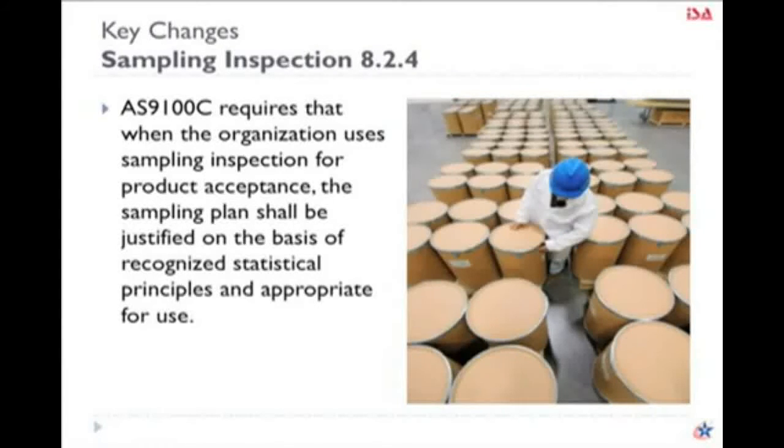AS9100C requires that when the organization uses sampling inspection for product acceptance, the sampling plan shall be justified on the basis of recognized statistical principles and appropriate for use. The rationale was that numerous requests were received to improve the sampling clause, and that the way it was previously written confined organizations under other plans that could still be proven statistically valid.